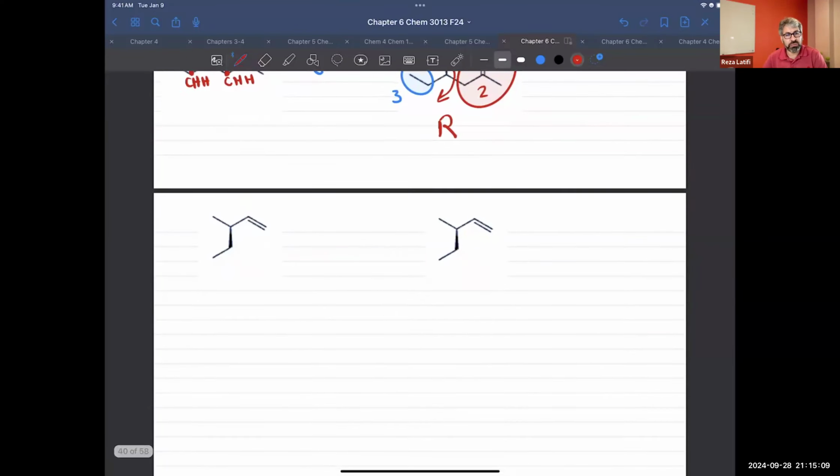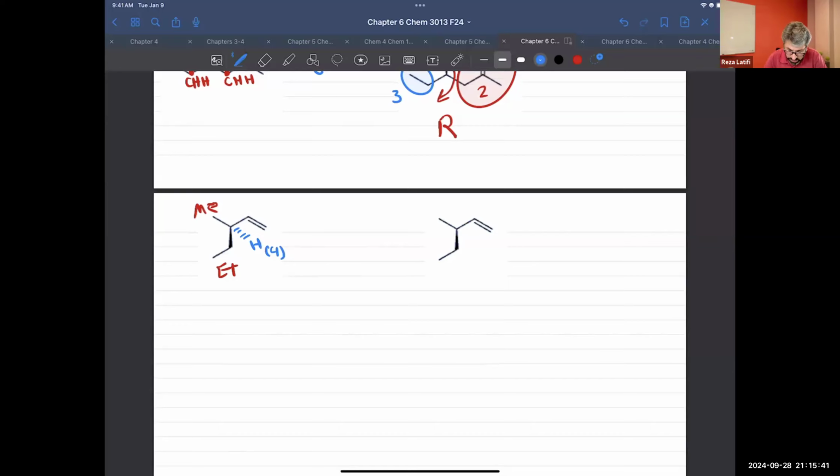Now, we have 2 examples here. We have methyl, ethyl, and we have a double bond. Double bond is going to get the highest priority. Don't forget the last priority: you have hydrogen. Where is hydrogen? Hydrogen is back of the plane, or maybe I should draw it there. That's hydrogen in the back of the plane, and hydrogen will get the lowest priority.